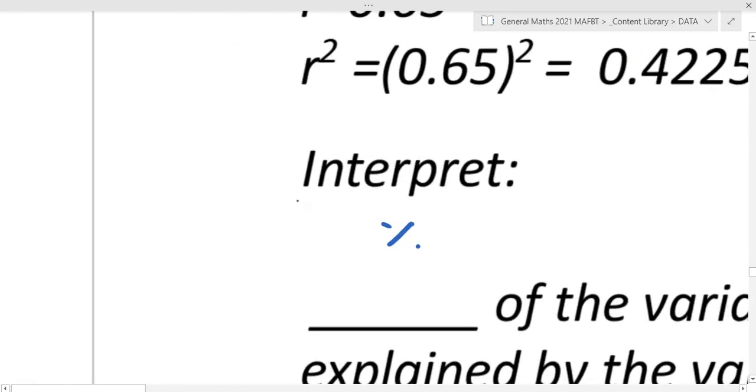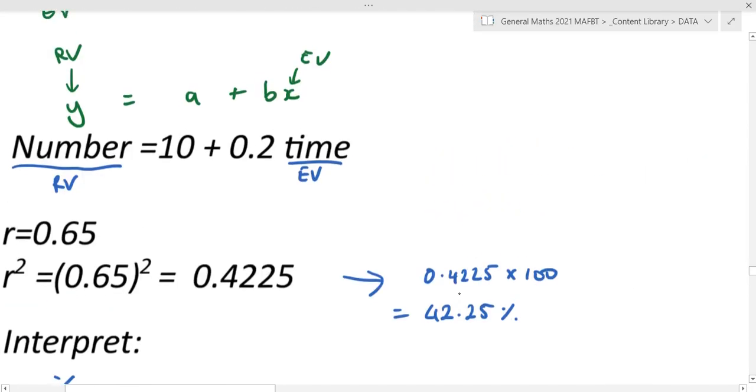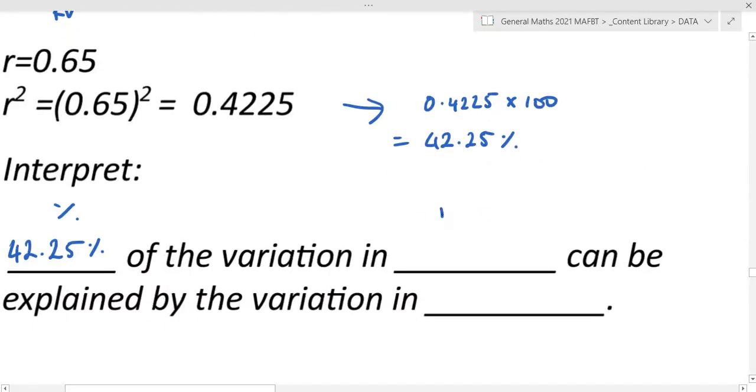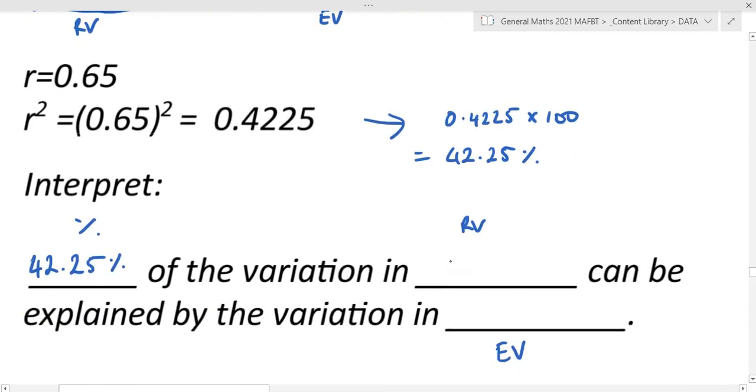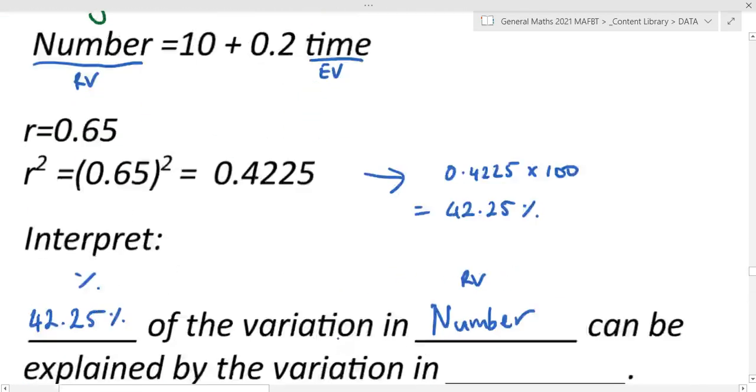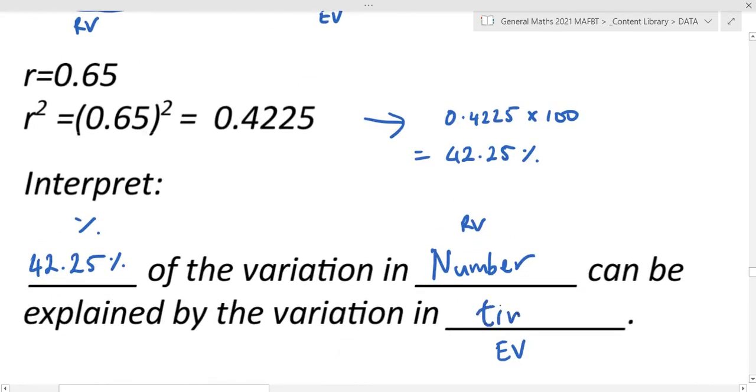So in terms of interpreting it, it's going to be 42.25% of the variation in the, so we put the RV first, so you always put the RV first here, and then at the end you put the EV here. So RV, remember the response variable is number, so 42.25% of the variation in number can be explained by the variation in the EV, which is time. Okay, so what that's saying is that less than half of all the variation happening in number can be explained by what's happening in time.